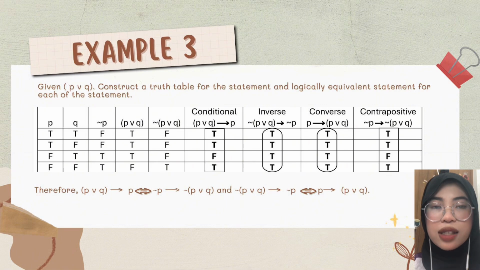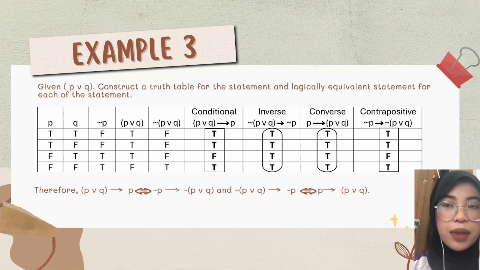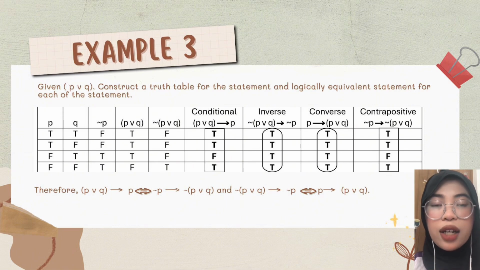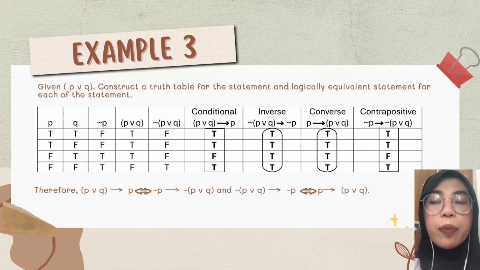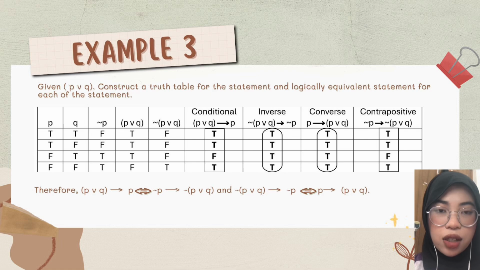And lastly, example 3. Example 3 is given P or Q. Construct a truth table for the statement and a logically equivalent statement for each of the statements. This question asks us to provide a truth table to show which ones are logically equivalent. Thus, I already provided a truth table that shows P, Q, not P, P or Q, not (P or Q), and the conditional, inverse, converse, and contrapositive of the statement.